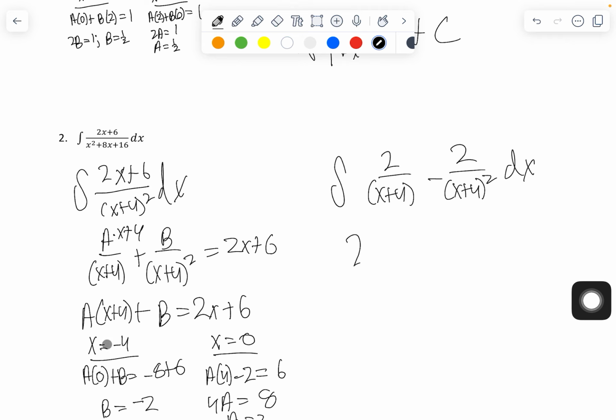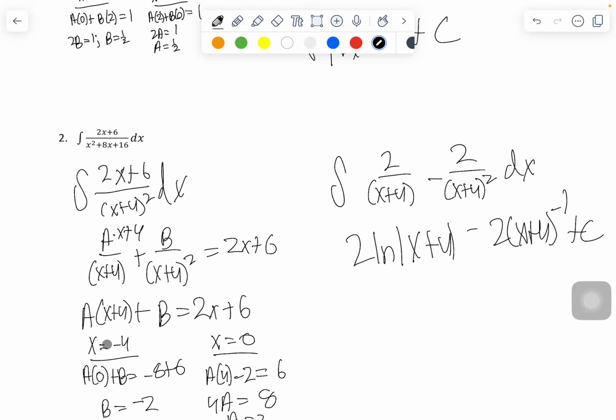And then we'd have 4 minus 2 over x plus 4 to the negative 1 if you expand that integral out.